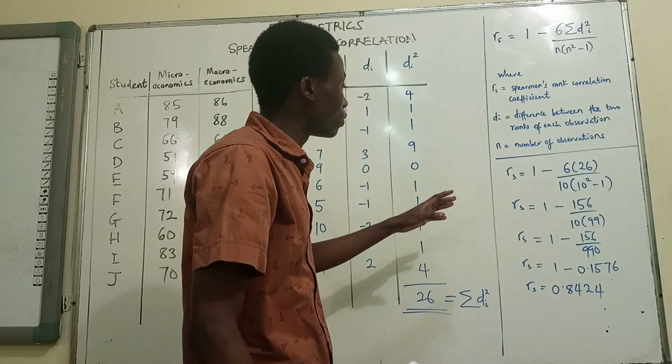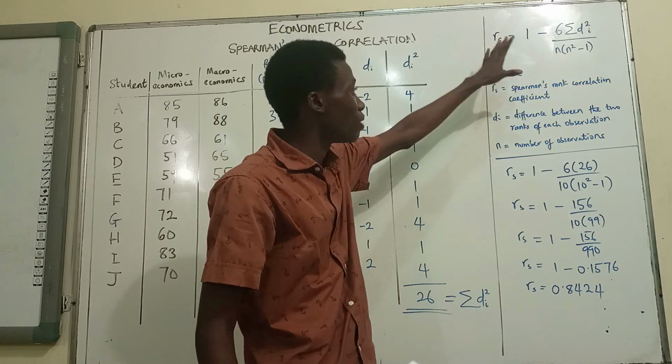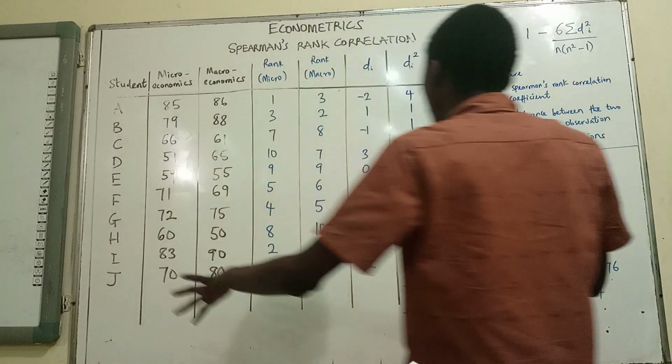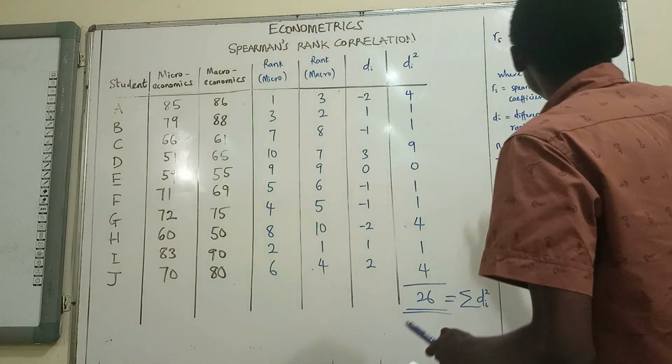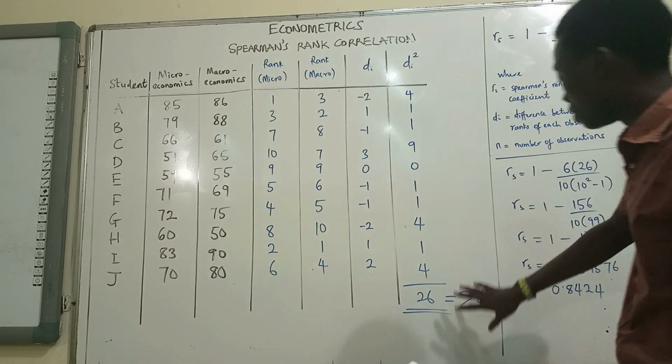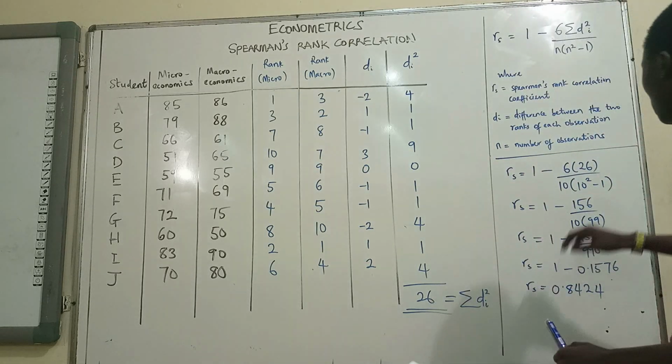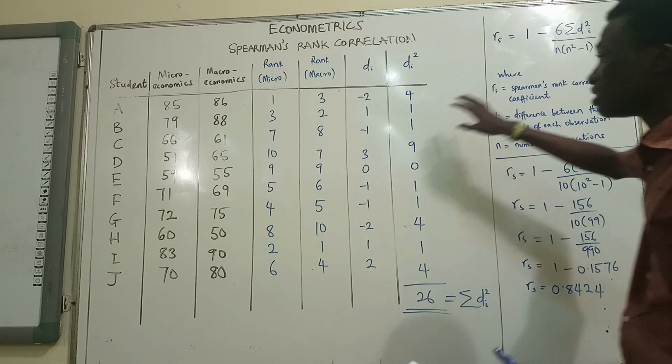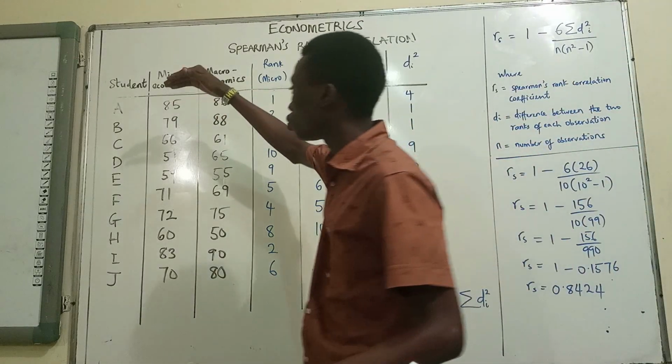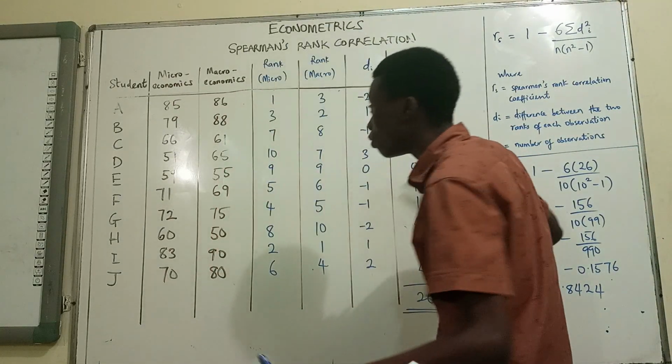So moving on to solving for the correlation coefficient, we have the formula here and we've completed the table. The summation d squared is given as 26 and n is actually 10, the number of students, the number of observations.